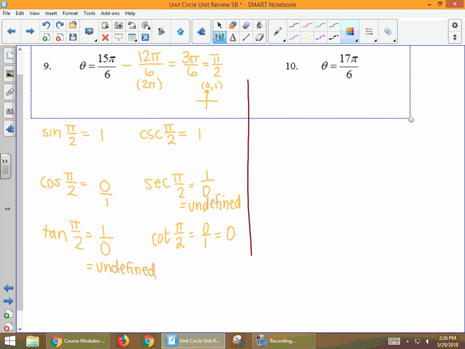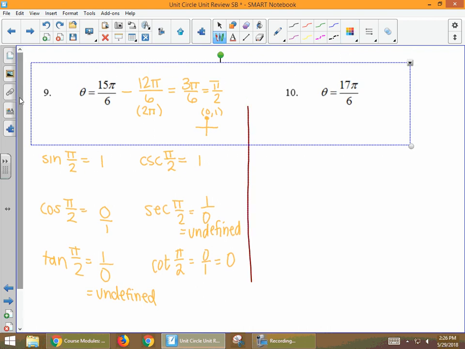Okay, 17 pi over 6. The last one with 6 values, and then the next, I don't know, 100 problems on the review are just little singlet problems. 17 pi over 6, again, too big to be on our unit circle. 2 pi and 6, just like on number 9, is 12 pi over 6. 17 pi over 6 minus 12 pi over 6 gives us 5 pi over 6. So 17 pi over 6 and 5 pi over 6 are coterminal angles. They live on the same spot on the unit circle.